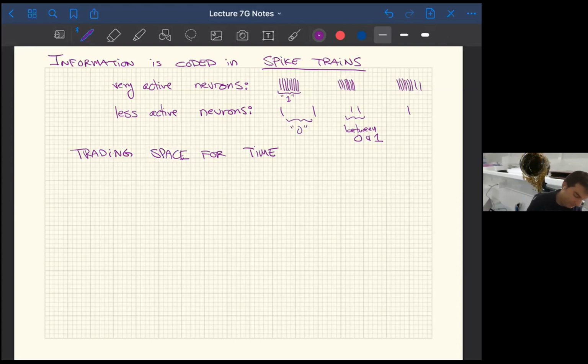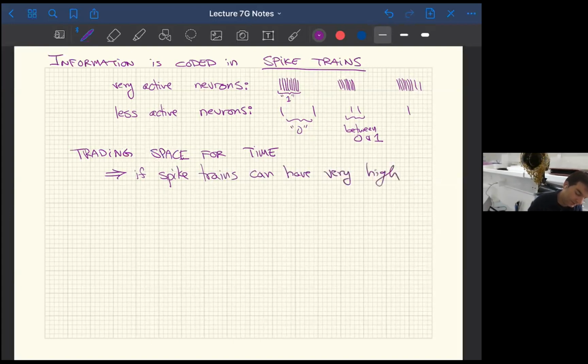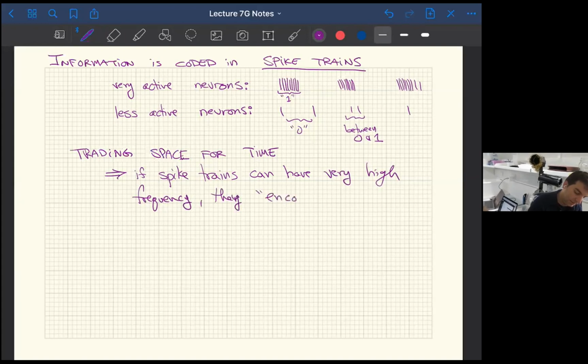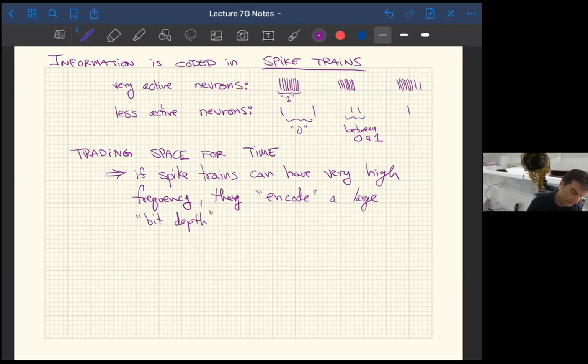And so you could say that if spike trains can have very high frequency, they encode a large bit depth for every single neuron.